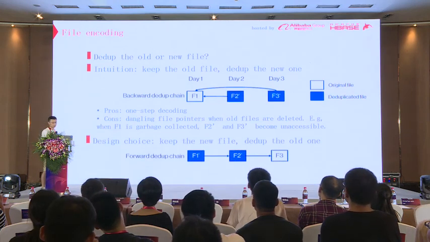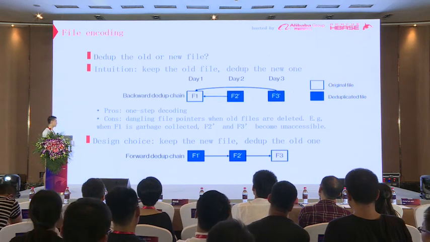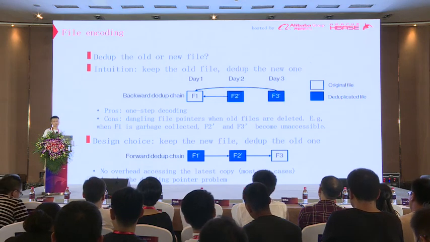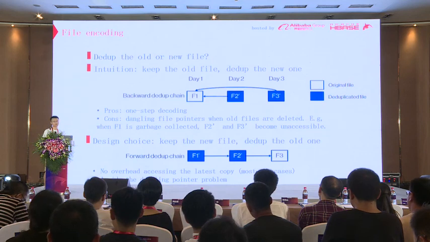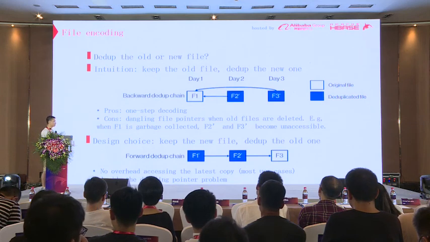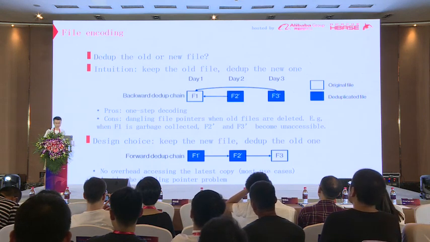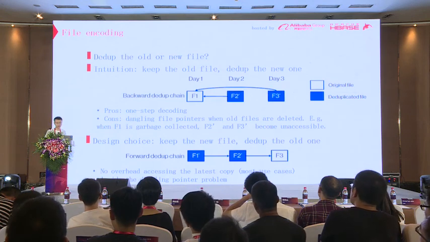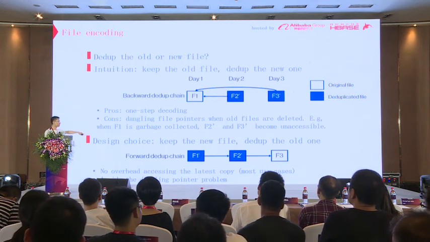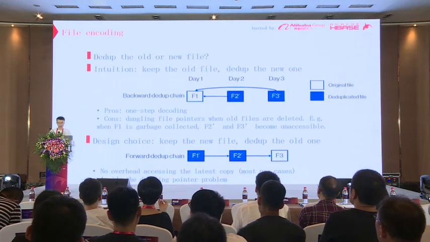So our design choice was to keep the latest file unchanged. The rationale behind this is that there's no overhead accessing the latest copy. We always keep the latest backup file up to date and untouched, so there's no decoding overhead. It also avoids the dangling pointer problem, because when you are deleting older files, you are actually just deleting the pointers and the actual file is still there. Of course, there's a trade-off that we are making here. If you somehow want to recover F1, you will have to dereference twice, and if the chain is longer, you need to go back further. But that is a very, very infrequent case. At least we haven't seen that in practice yet.